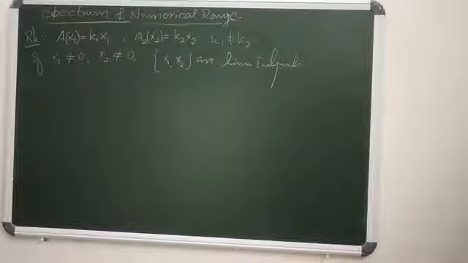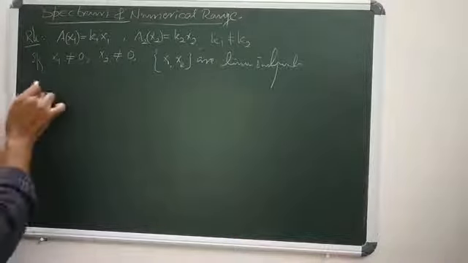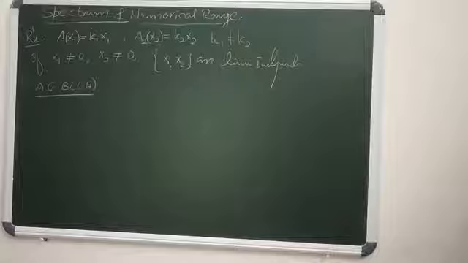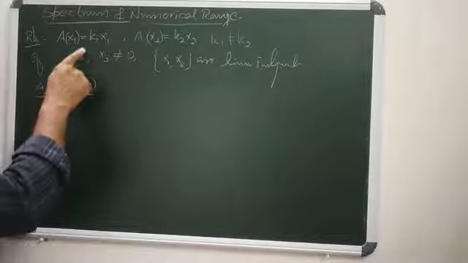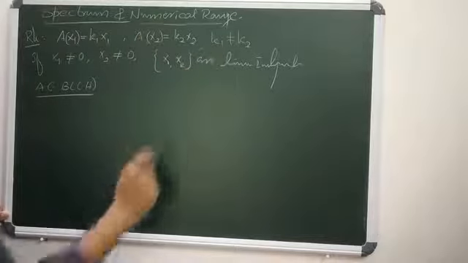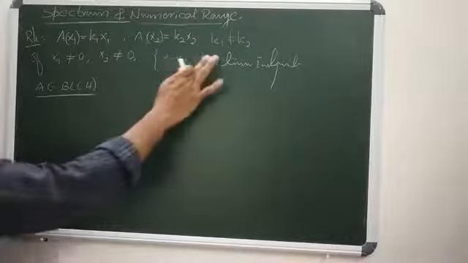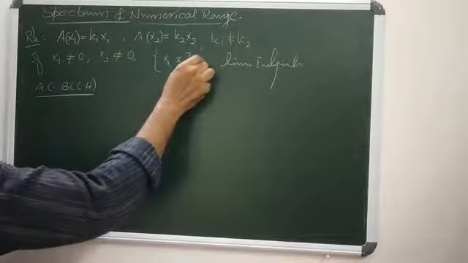Linearly independent. If A is in B(H) and A is a normal operator on H, then if Ax1 equals k1x1 and Ax2 equals k2x2 with k1 and k2 distinct, and x1 and x2 are non-zero eigenvectors corresponding to these distinct eigenvalues k1 and k2, then the set x1, x2 is linearly independent.